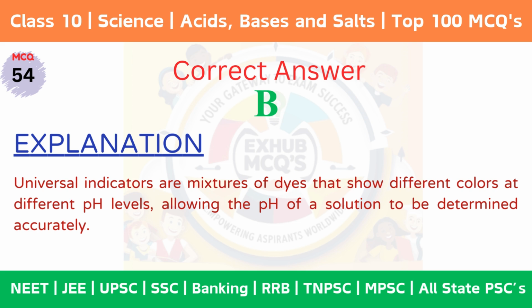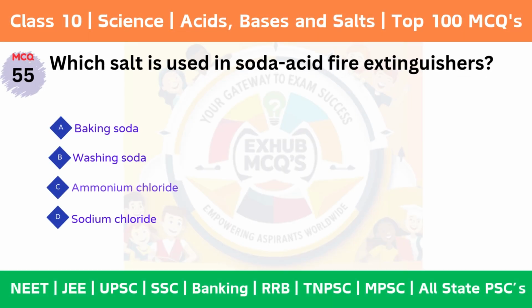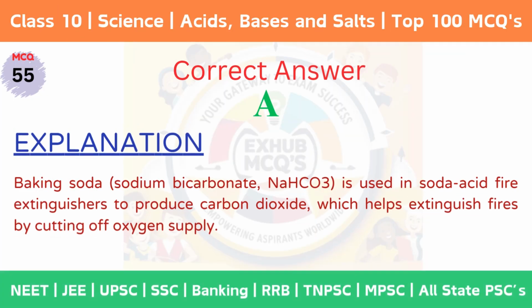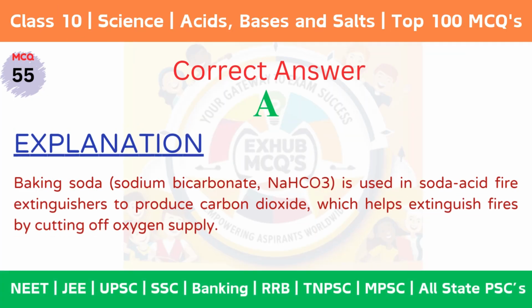MCQ 55. Which salt is used in soda acid fire extinguishers? Option A, baking soda. Option B, washing soda. Option C, ammonium chloride. Option D, sodium chloride. The correct answer is option A, baking soda. Explanation. Baking soda, sodium bicarbonate, is used in soda acid fire extinguishers. It reacts with acid to release carbon dioxide gas, which helps extinguish fires by cutting off the oxygen supply.